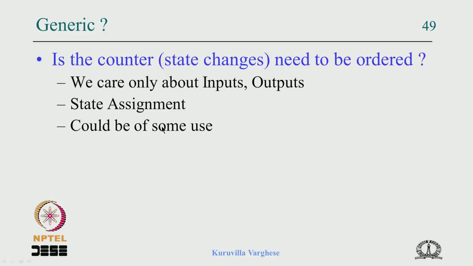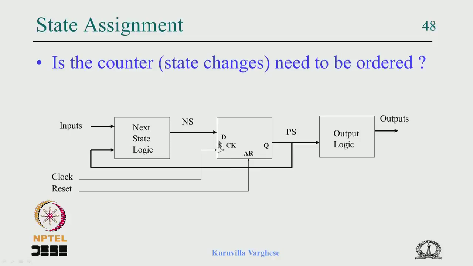States can be assigned useful values, and that could be of some use. Maybe if you assign the states in a particular order, this logic gets minimized. So the numerical values of the state transitions are of no consequence. We can change the decoding, the truth table of the next state logic and the truth table of the output logic, to reflect the states the designer is assigning. As I said, it can be assigned to reap some benefit, like having minimal area for the logic and so on, or to solve some timing problem.